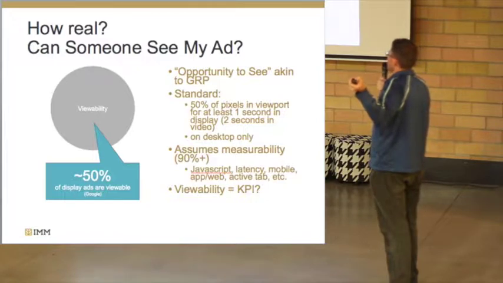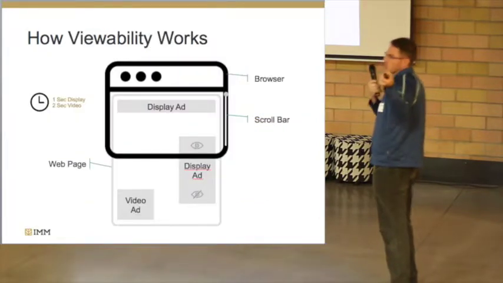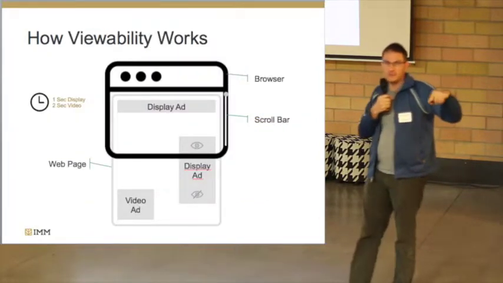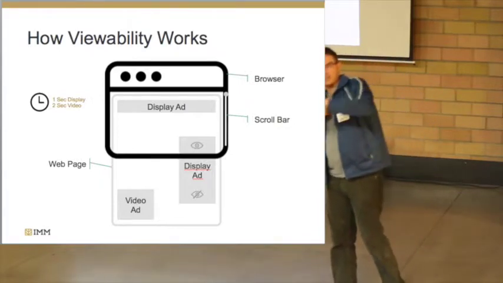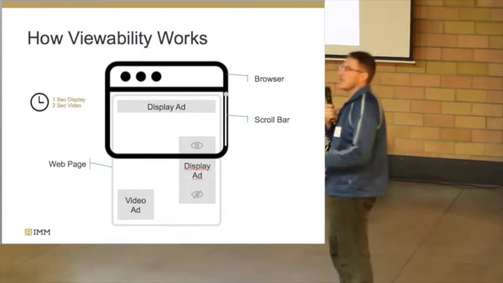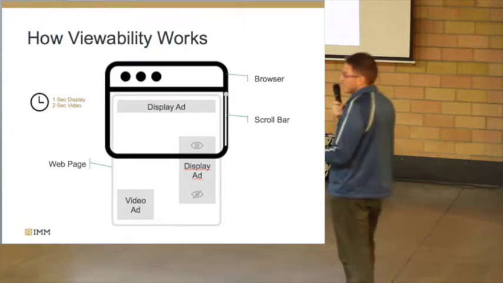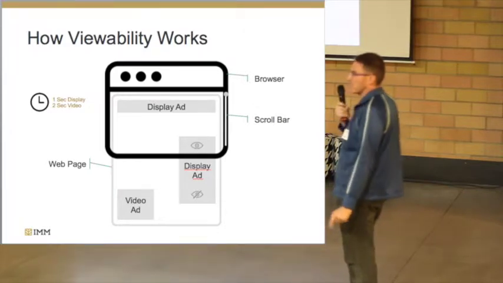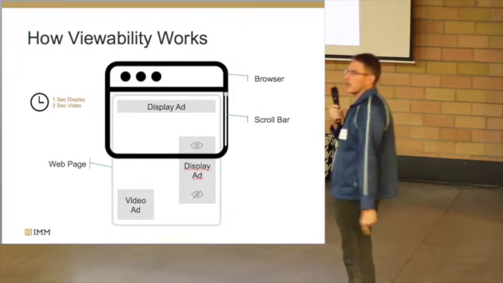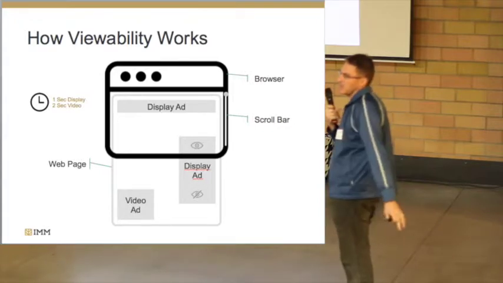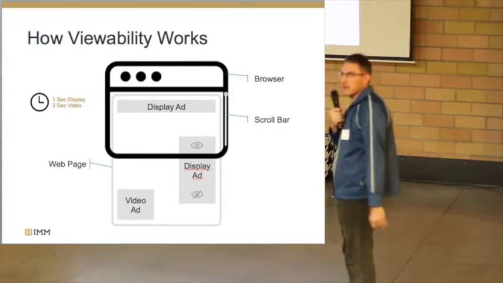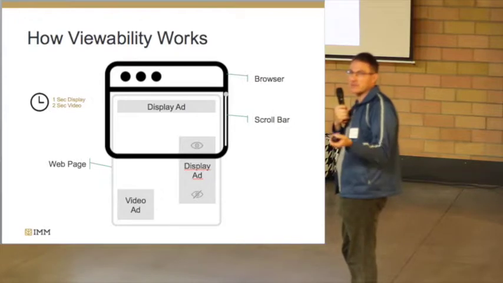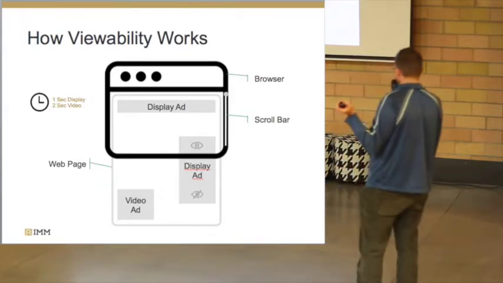The big underlying assumption here is that it is measurable. If JavaScript is disabled in the browser, by the publisher, by the user, whatever the case may be, it becomes unmeasurable. And actually today, in some of the research I was doing this morning with our data, I saw a variance on one campaign anywhere from 27 to 80% of being measurable, meaning that up to 2/3 of the campaign is not even measurable for viewability.